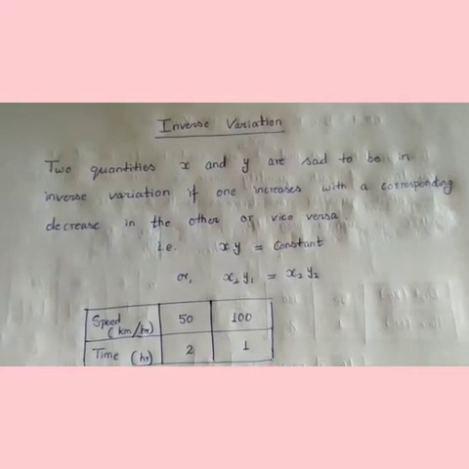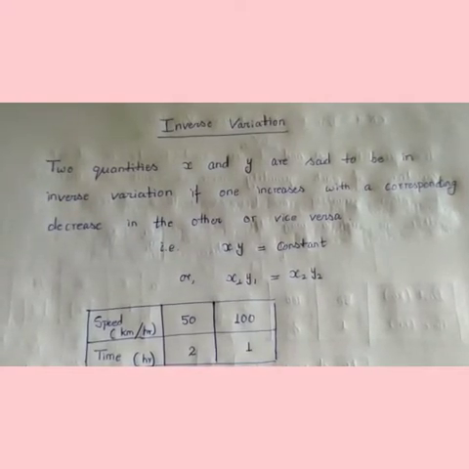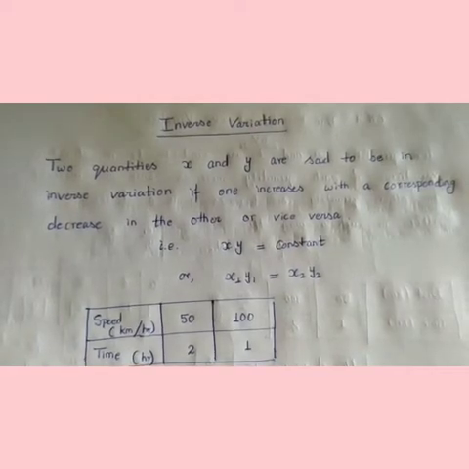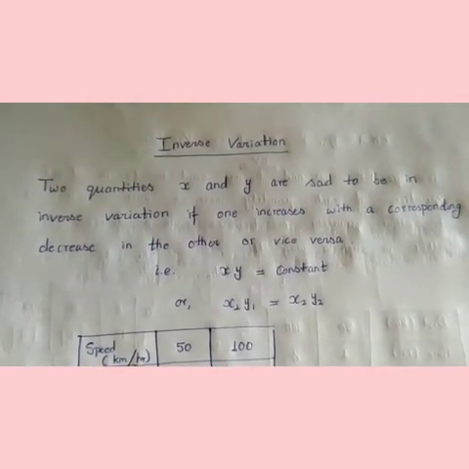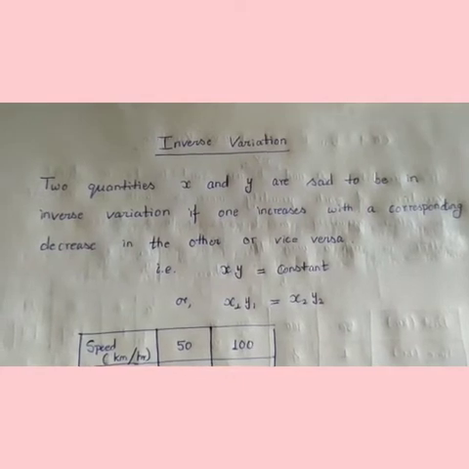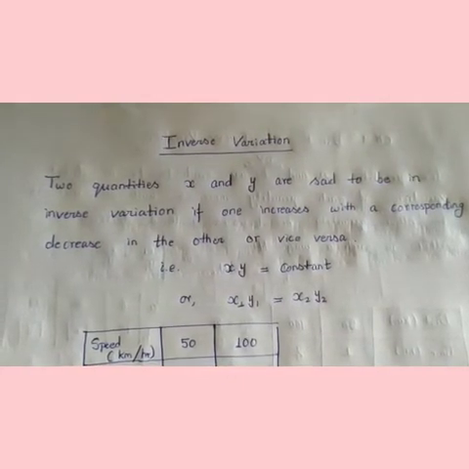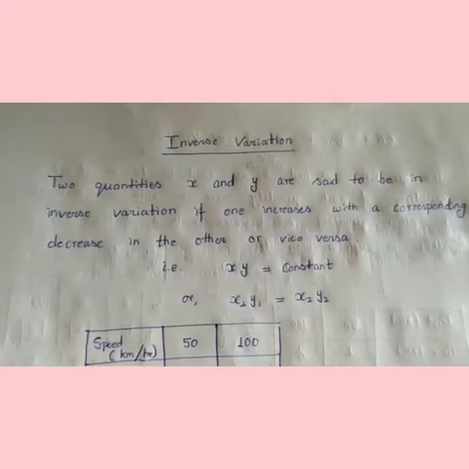Next topic is inverse variation. First of all, we define inverse variation. Two quantities x and y are said to be in inverse variation if one increases with a corresponding decrease in the other, or vice versa. This means that if x increases, then y will decrease, and if x decreases, then y will increase.